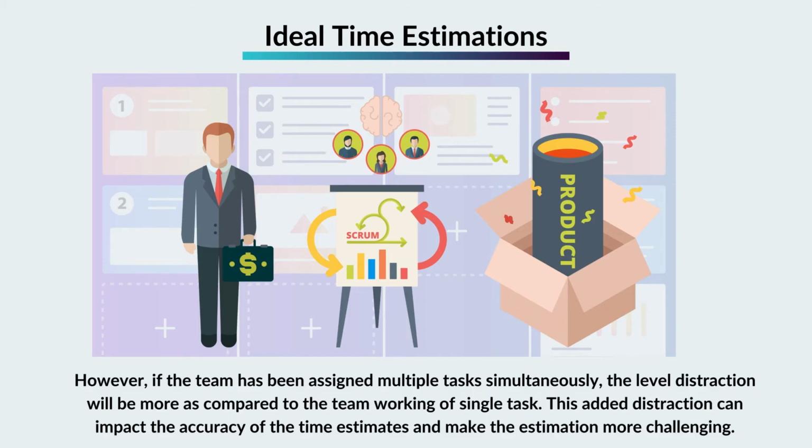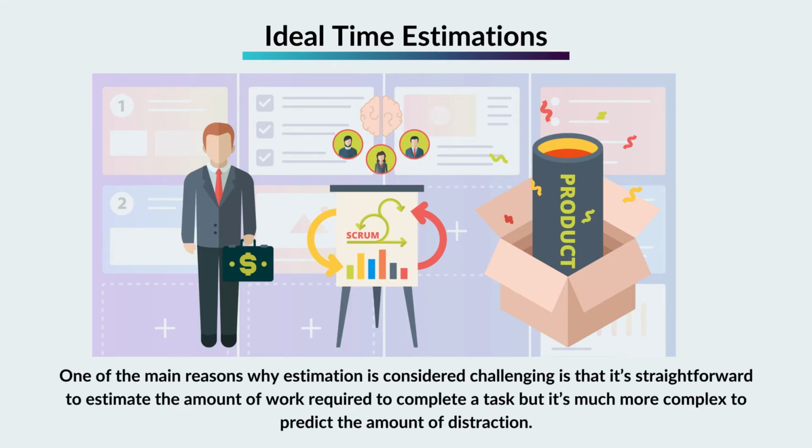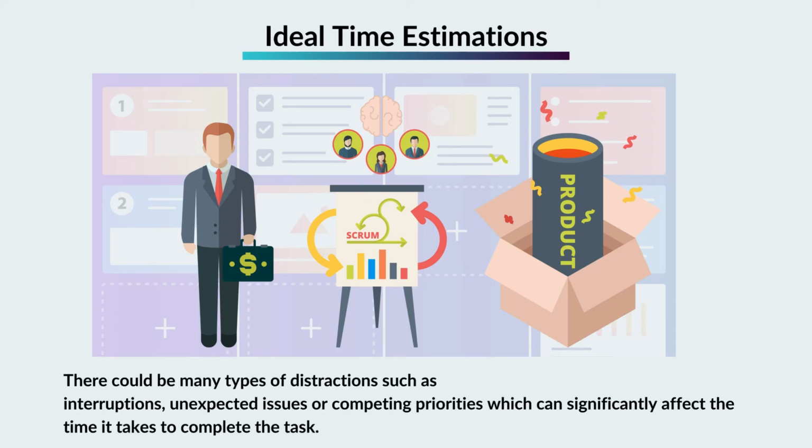One of the main reasons why estimation is considered challenging is that it's straightforward to estimate the amount of work required to complete a task, but it's much more complex to predict the amount of distraction. There could be many types of distractions such as interruptions, unexpected issues, or competing priorities which can significantly affect the time it takes to complete the task.